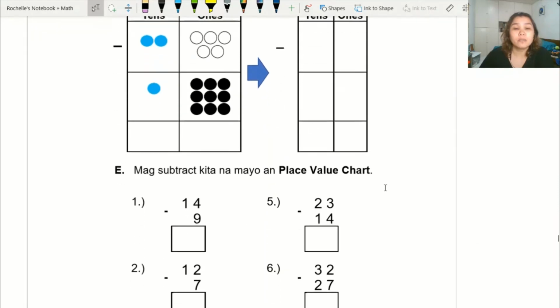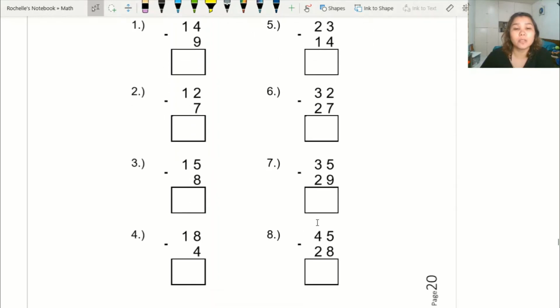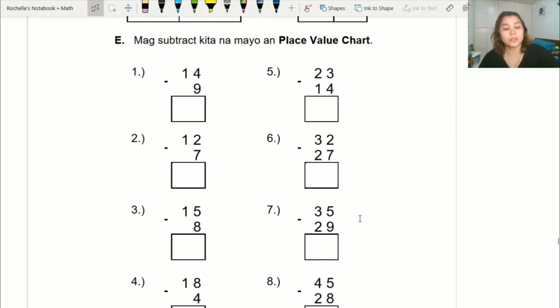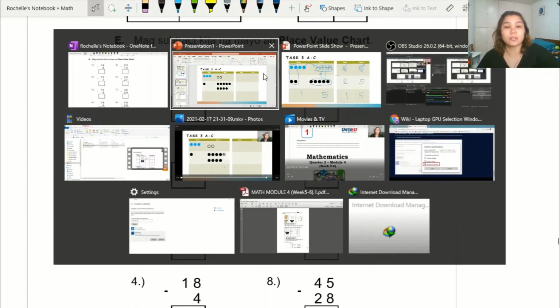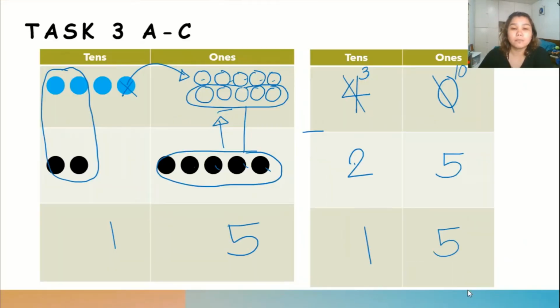If you're done, we will subtract using only numbers and the place value chart. So, we don't have the white and the blue chips anymore, only the numbers. So, what are we going to do with this one? I'll show you examples. Let's go back to the PowerPoint. Okay.